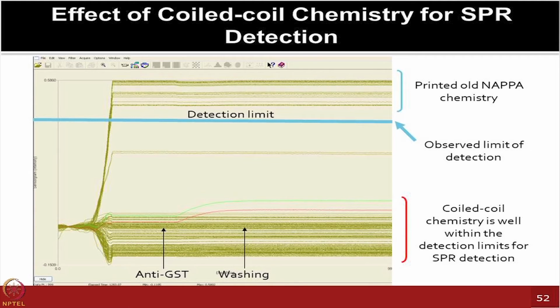So now the baseline which was seen here earlier is much lower with the new chemistry, right. So, the old chemistry versus the new chemistry, and now you have much more room for measuring any kind of binding responses. You can change different concentrations and you can still see how much binding you can observe. In this case, only anti-GST was injected for testing how much GST protein is being synthesized.